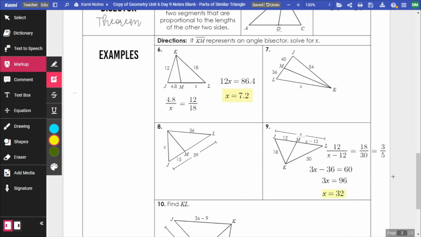Okay, that's all I've got for this unit. I'm going to leave the rest of the examples for you to try. If you get stuck on any of them, make sure you ask me, and I'll see you in class.